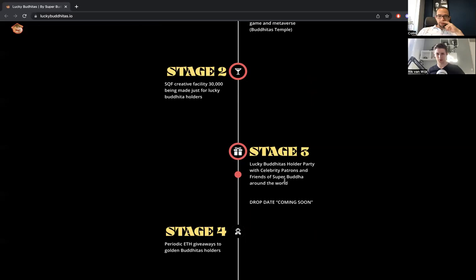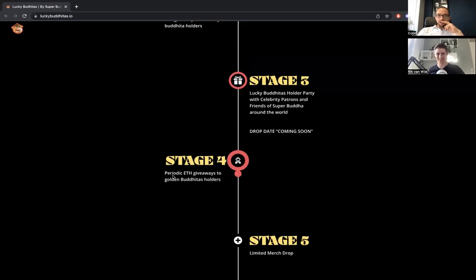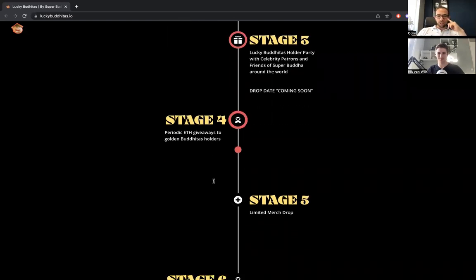Do they mean Patreons? To put this on the roadmap, it's already bad. And then stage 4, periodic ETH giveaways to golden Buddhitas holders. So you need to pay. If you're lucky to get a rare one, then you might receive, if you're lucky, some ETH periodically. How is that a utility?